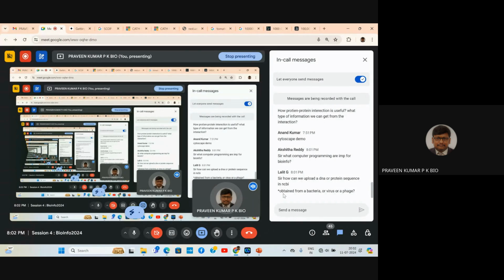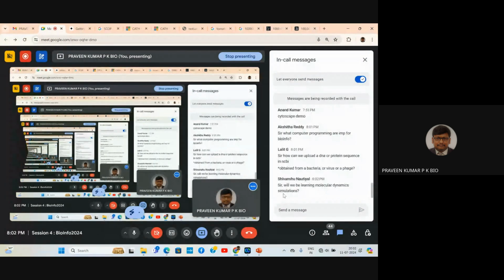Sir, how can we upload a DNA or a protein sequence in NCBI? Simply, you have to go through the portals. Just search in Google for BankIt, and you just try to deposit it. Just in Google, you search for BankIt.